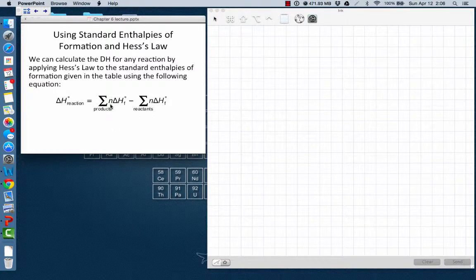So if you notice there's an n in here, and what's n? That's just the number of moles. So we have to make sure to keep that in mind when we add all these up. So let's show you an example. Oh, and one thing to keep in mind. If an element is in its standard state, like oxygen, then when you say it's formed from its elements in their standard states, that standard enthalpy of formation is always going to be 0. So that's pretty useful to know.